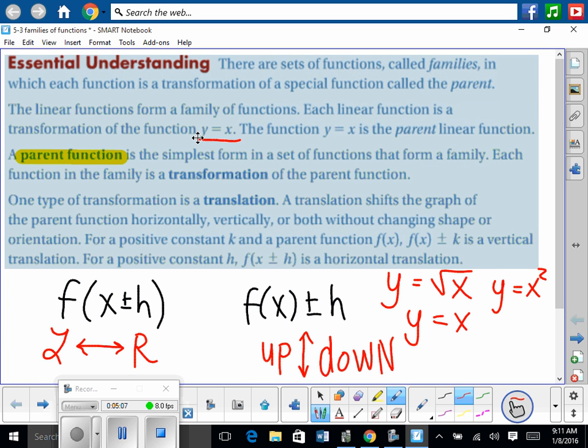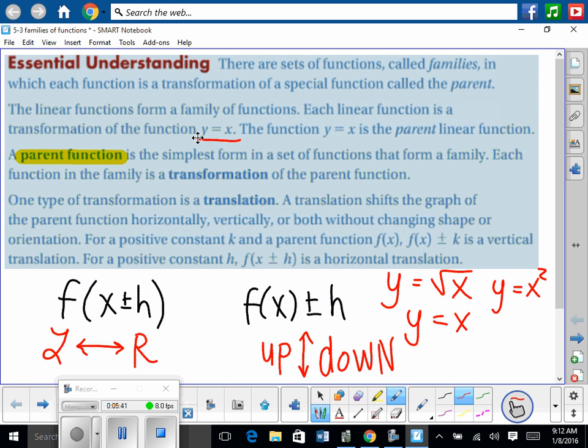So once we have the parent function, guys, any other function of those forms will just be a transformation of the parent function. So remember, we can shift it left and right, we can shift it up and down. Everybody remembers this, right? Remember, if there's something being added with x on the inside of the parentheses, it's our shift left and right, right?